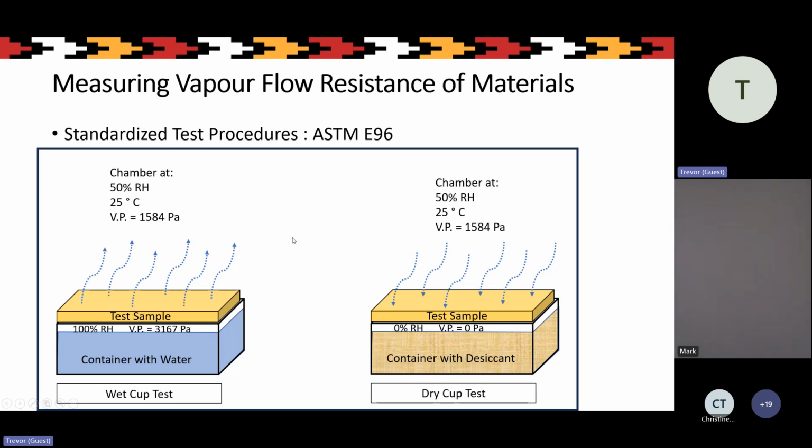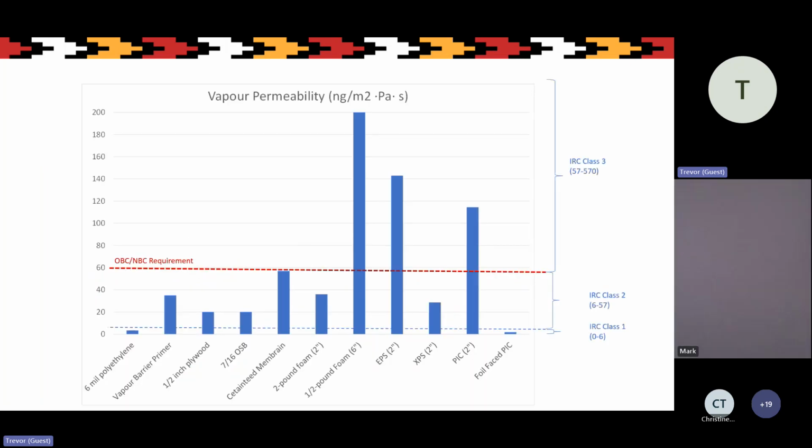Okay, so that's how we measure it. What are we talking about for materials? Here's some typical materials and what their vapor permeability is. So let's look at what we know as a vapor barrier. Typically, it's 6 mil polyethylene. You can see where its vapor permeability in nanograms is down here in the 4 or 5 range.